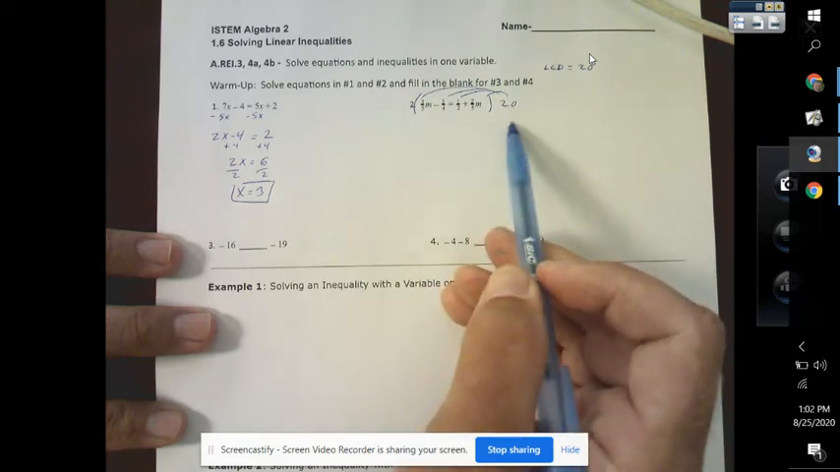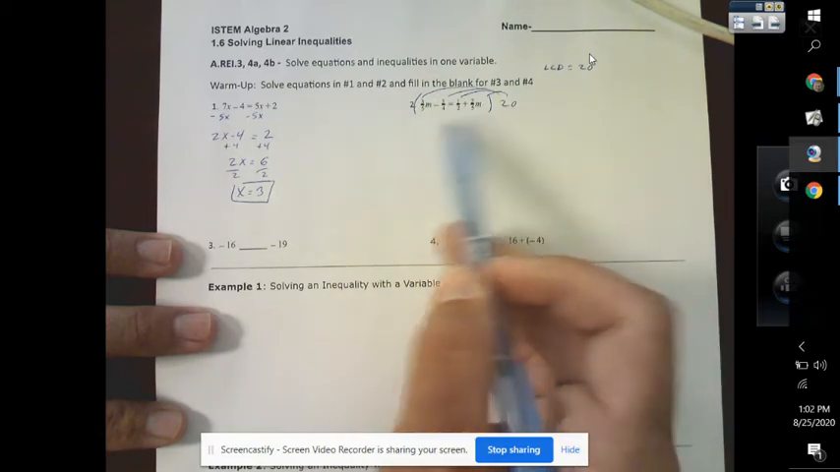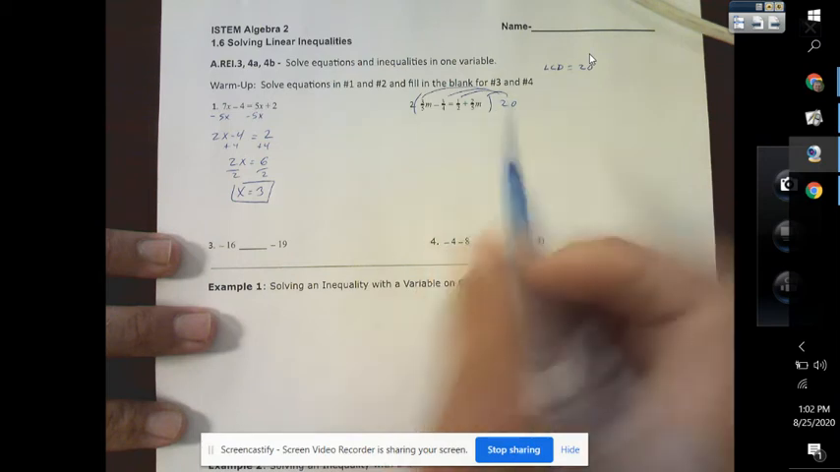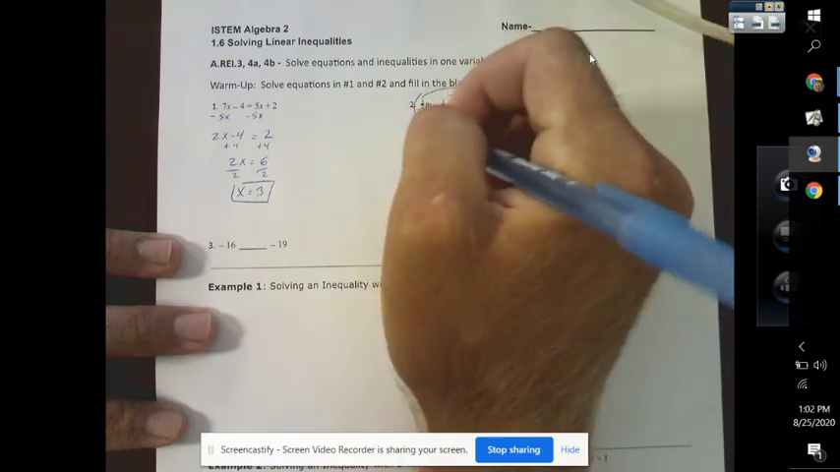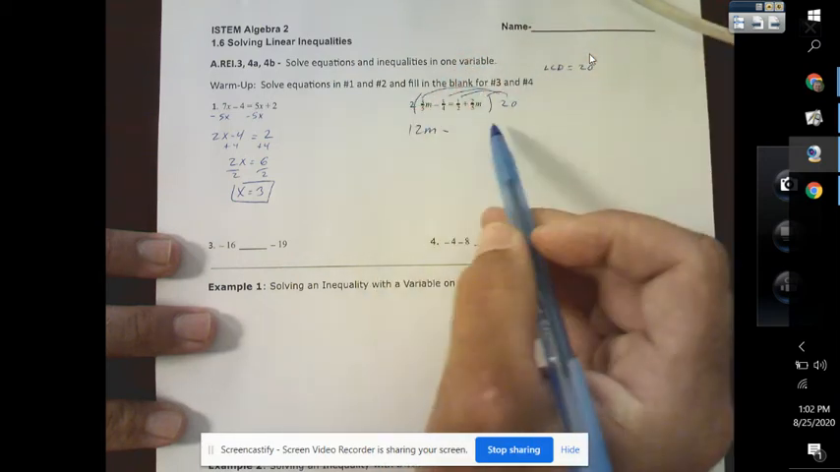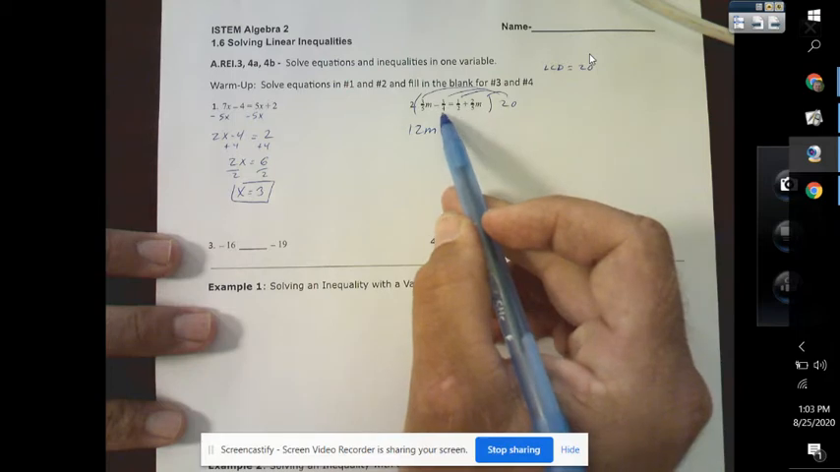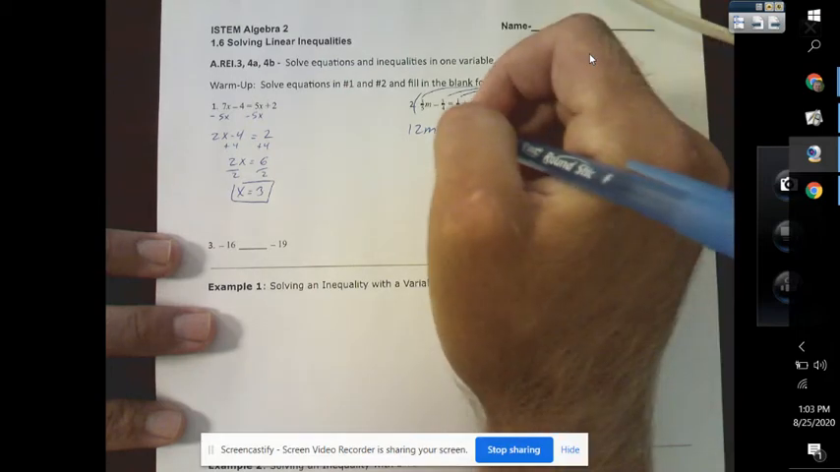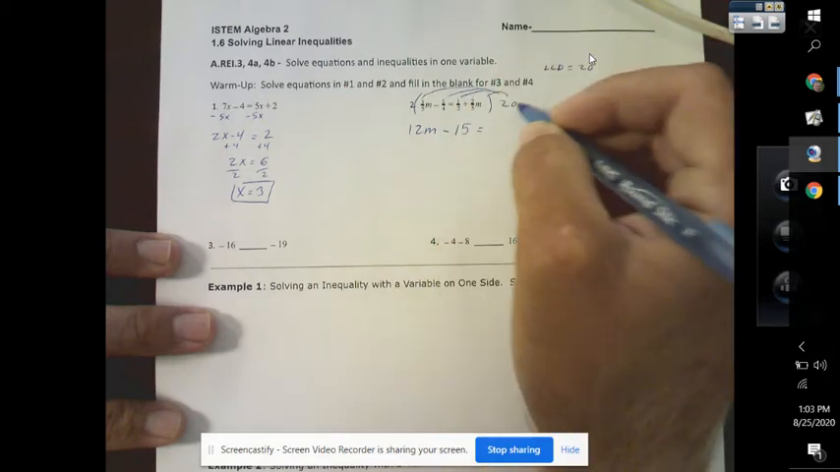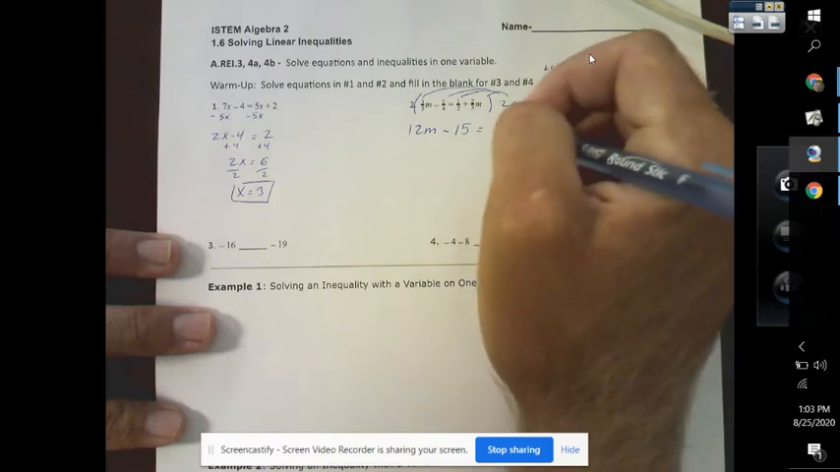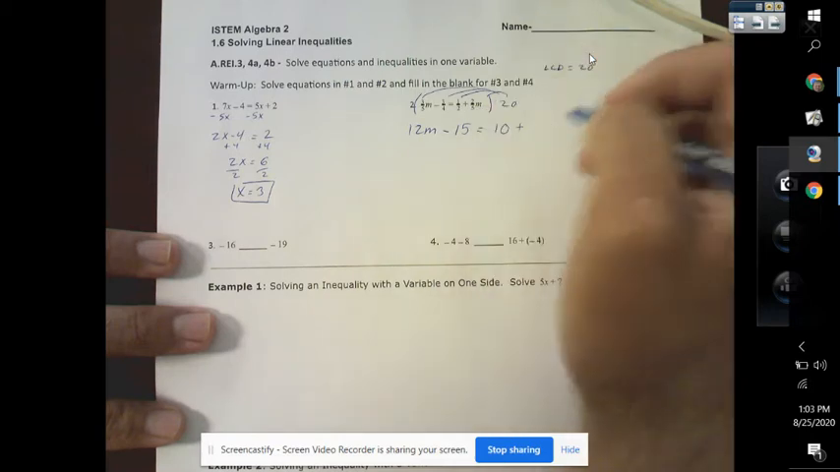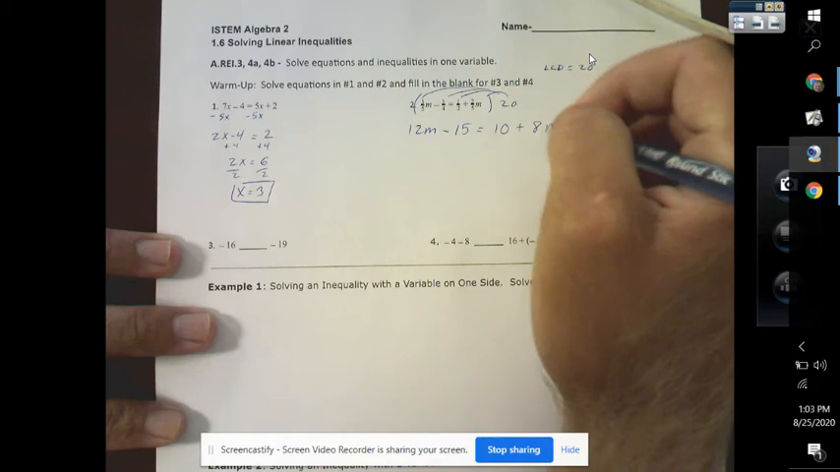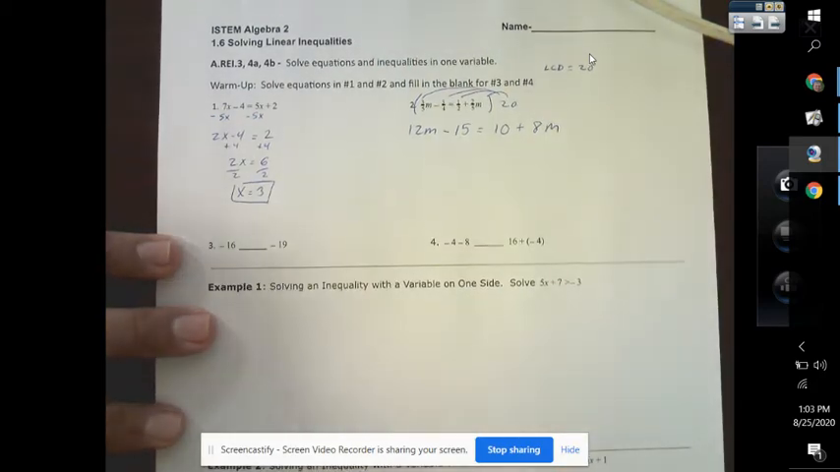Now, you'll notice 20 times 3/5. 20 divided by 5 is 4. 4 times 3 is 12m. Minus 20 divided by 4 is 5. Times 3 is 15. 20 divided by 2 is 10. And 20 divided by 5 is 4. Times 2 is 8m. That simple little move right there eliminates our denominator and allows us to work with just a regular equation now, okay?